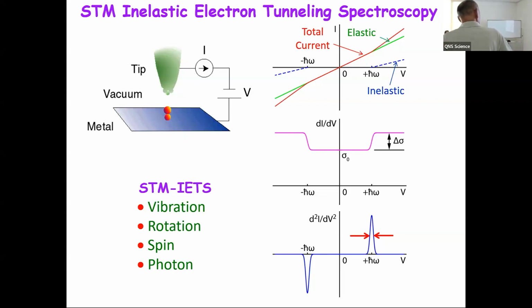So in inelastic electron tunneling spectroscopy, you have the IV curve, and when the voltage crosses some excitation, this can be spin excitation or vibrational excitation or rotational excitation or photon emission, there is a small kick increase in the tunneling current in the IV curve. As you know, this is a very small change, so we use the first harmonic signal, which gives you a step in the dI/dV. Sometimes this step is very small, in particular for the vibrational excitation, so we take the second harmonic signal, which is related to the second derivative of the IV curve. So you get a peak.